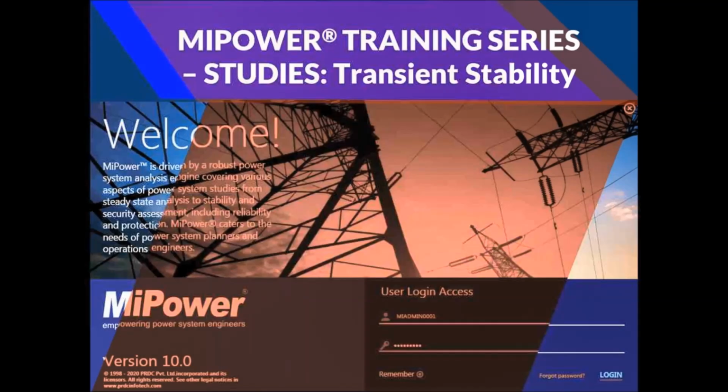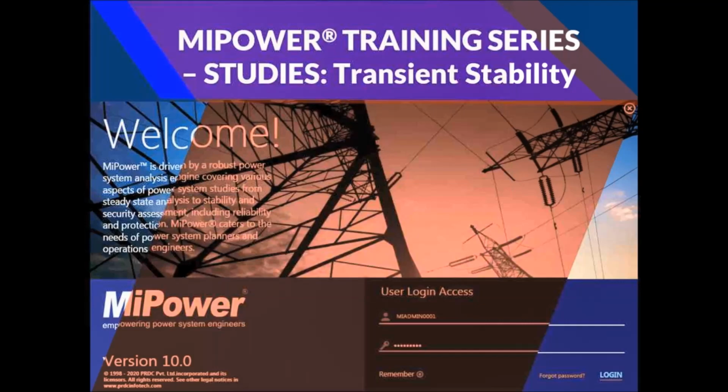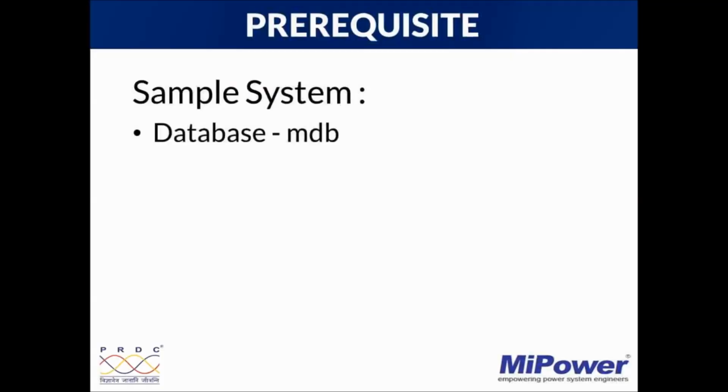In this training series on power system studies using MiPower software, we are covering transient stability in this presentation. Transient stability is the ability of a power system to return to a normal or stable operating state when there is a sudden and large disturbance. The disturbance can be transmission line faults, sudden load changes, loss of generation, line switching, etc.